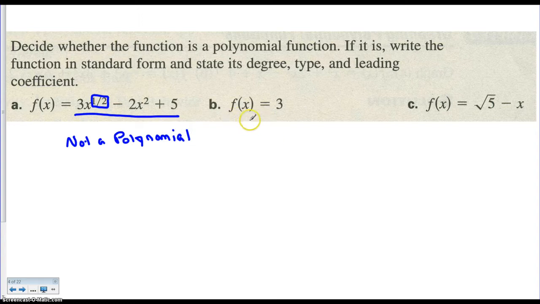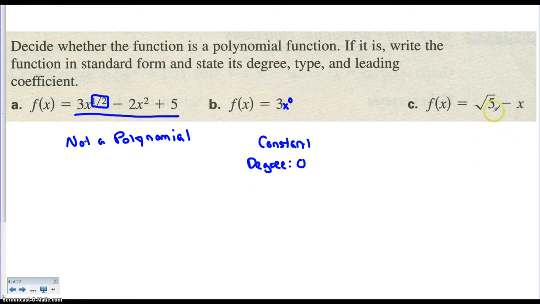So let's look at B. Well, is this a polynomial function? Well, imagine that there is a power, but it's just x being taken to the 0 power. Okay? So this is a polynomial function. The exponent is a 0, so it means it's a constant function because my degree is 0. Now, I know the type is constant. It is in standard form. And the leading coefficient there, we could say that the leading coefficient is 3.